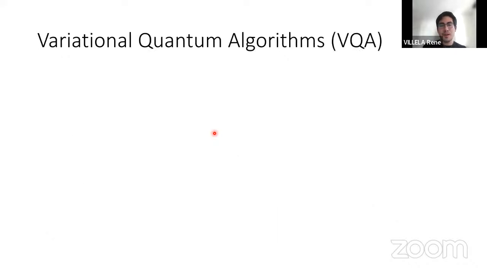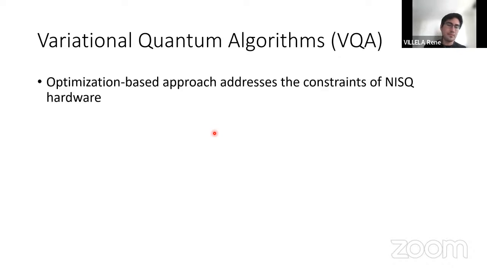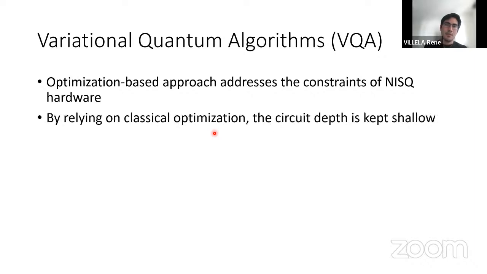So first, let me talk about the idea of variational quantum algorithms. Like I mentioned in the beginning, the current quantum hardware is limited by several sources of noise and limited number of qubits. So we consider an optimization-based approach that addresses the constraints that current quantum hardware has. And by this, I mean that we will use classical optimization instead of using a purely quantum routine so that the circuit depth is kept shallower.